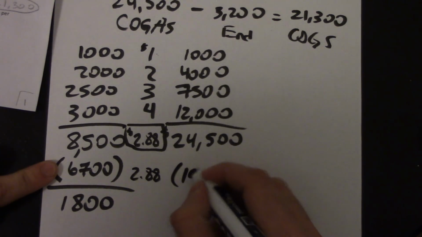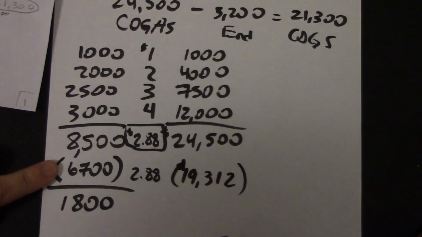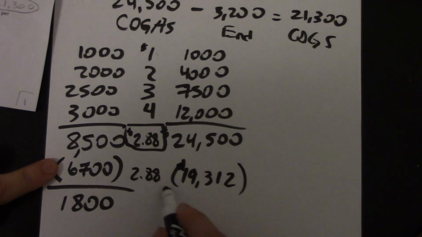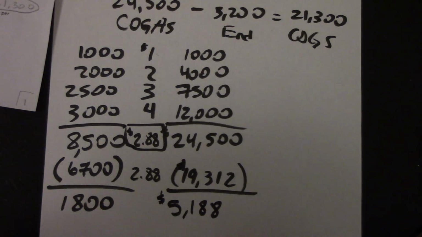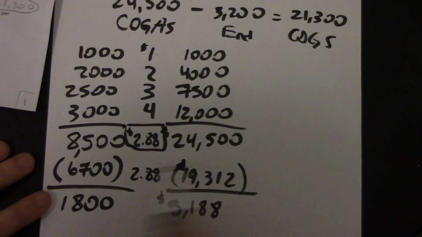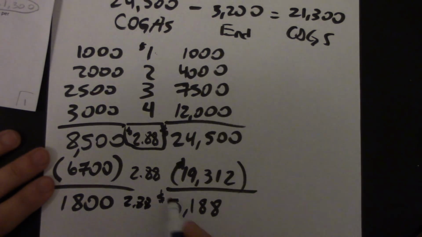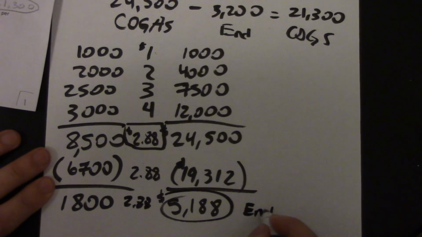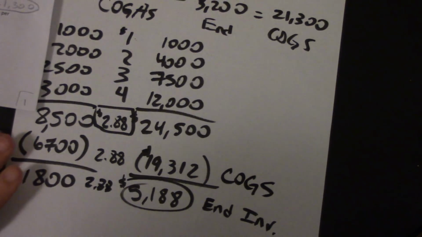So that means we took $19,312 out of inventory. So we're left with $5,188 in inventory. So you can subtract it to find that number, or you can take 1,800 times 2.88 to get that number as well. So here's our ending inventory. Here's our cost of goods sold.